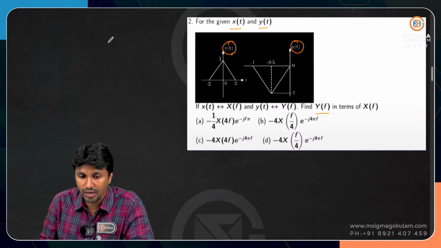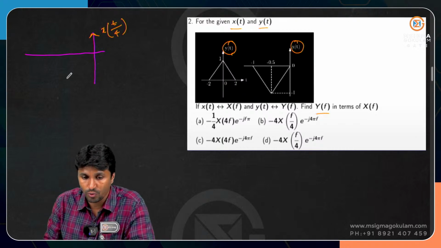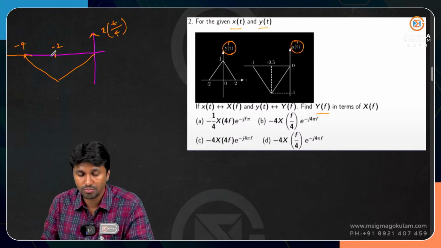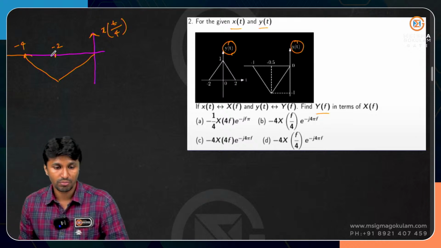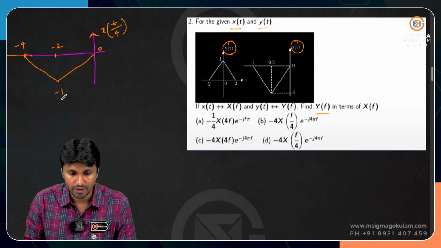First I will perform time scaling. This is x of t. If I scale by a factor of 1 by 4, it expands in time. So this becomes minus 4, and this becomes minus 2. This becomes minus 2, and this is 0, so this is simply minus 1.